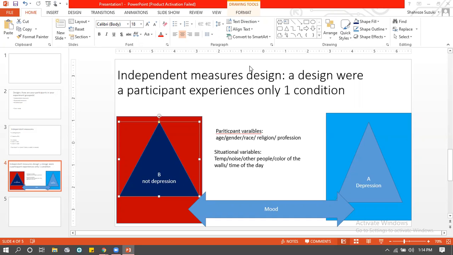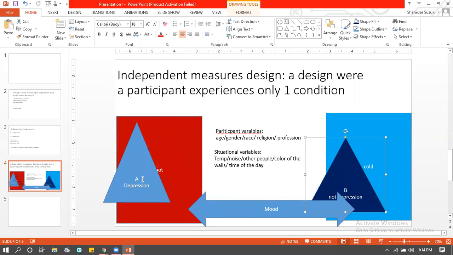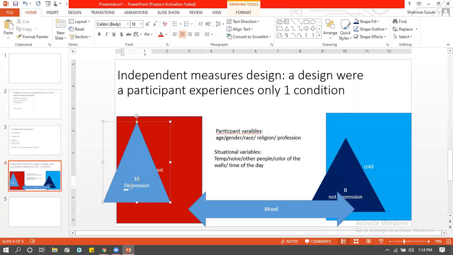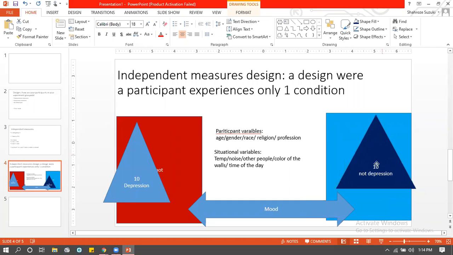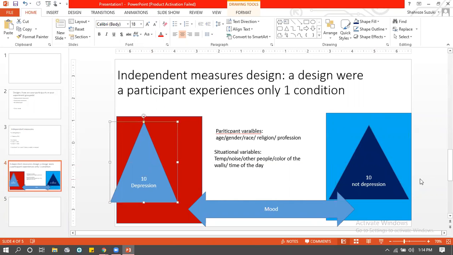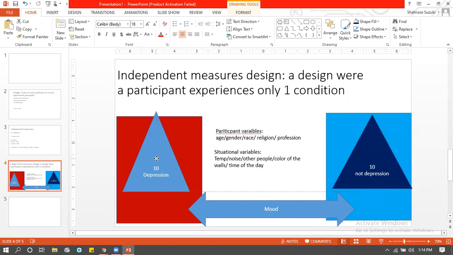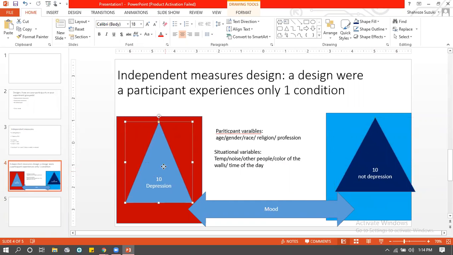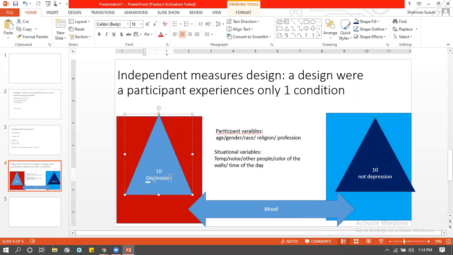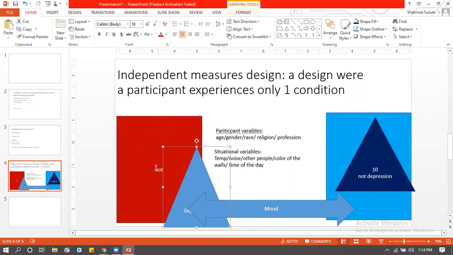That could be a possibility, but see, you're saying what if this group, let's suppose these are 10 people and these are also 10 people, right? And they're different people, but what if they're depressed and these are not depressed? Yeah, that could impact our results. And we don't want depression to impact our results. We want temperature to affect people's mood.